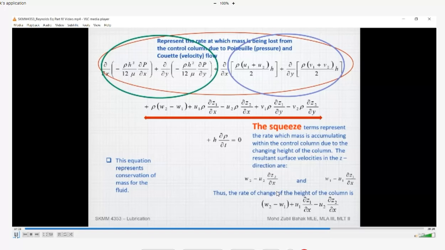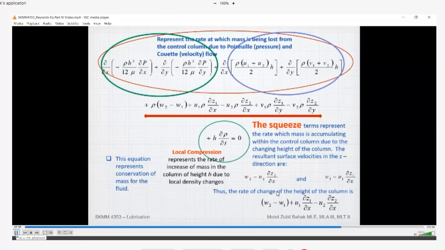And the last term of this equation we call the local compression, which is h partial rho over partial t. It represents the rate of increase of mass in the column of height h due to local density change.